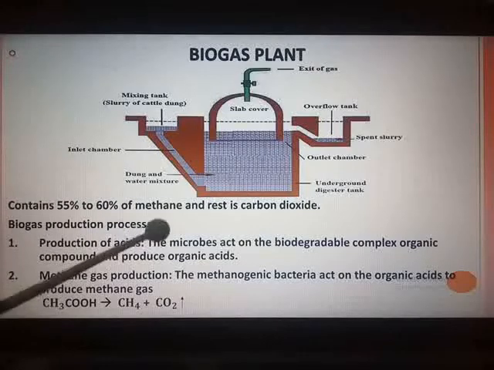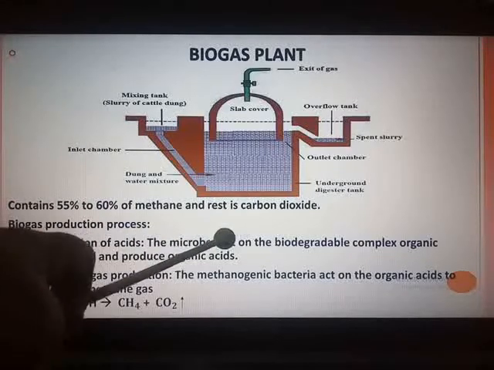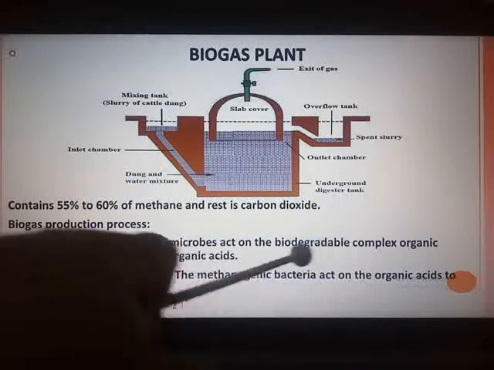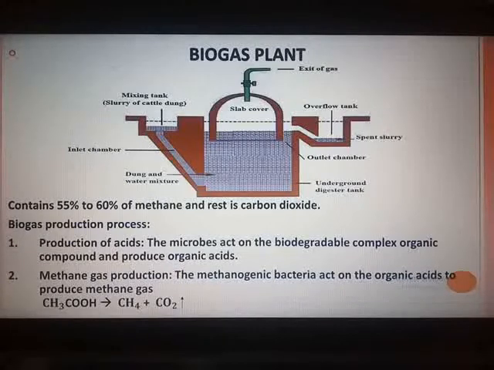In production of acids, the anaerobic microbes act on the biodegradable complex organic compounds, which is nothing but your dry leaves, wet garbage and all, and they produce organic acids. The methanogenic bacteria act on the organic acids to produce methane gas. And the chemical reaction involved here is CH3COOH, that is acetic acid, forms methane plus liberation of carbon dioxide gas. So this is about the biogas plant.